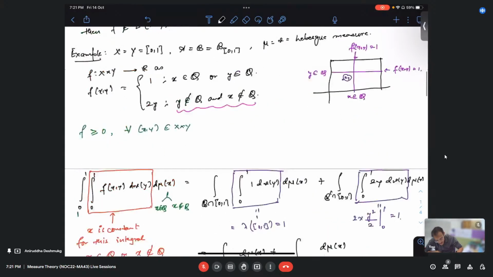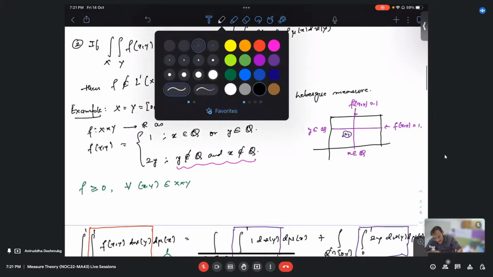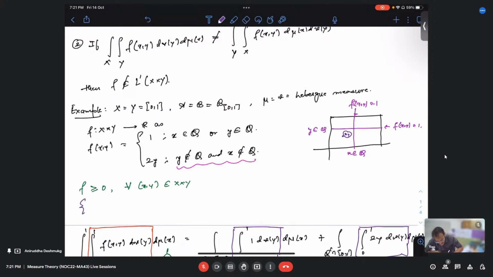So let me just go above. Here also, see how can we write this set? Let me give you a hint. All those points in R2 such that either x is rational or y is rational. Right? So notice that this is not Q cross Q.